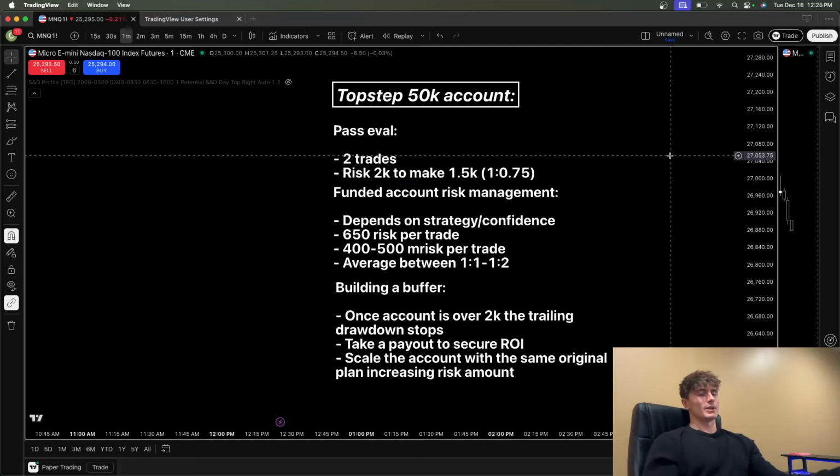So the evaluation, how does it work? Your account balance starts at $50,000. This is simulated money. Nothing about that $50,000 is real in any way, shape, or form. If you get the account to $53,000, you pass the account and they end up funding you with capital that you can trade and actually get payouts from. If that account goes to $48,000, so if you lose $2K, then you blow the account and you have to start all over again.